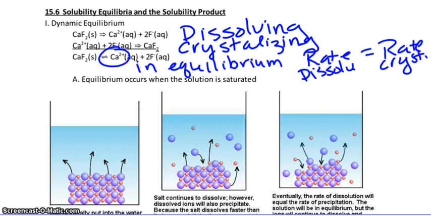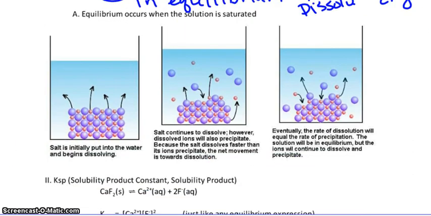So notice the double arrow. When you have a double arrow, we say it's an equilibrium, and that's where the rate of dissolving will equal the rate of crystallization. So here's actually a nice little picture of what's going on here. We have the salt initially put in the water, and the only thing that's going to happen is the dissolving process because you have no ions in solution. So then what? Once you get some ions in solution, some of those ions can recrystallize back into the solid again.